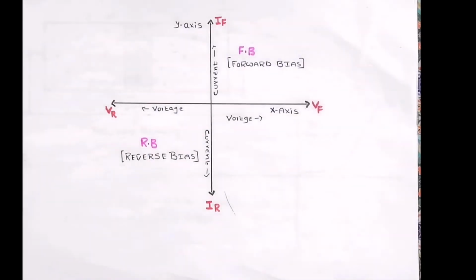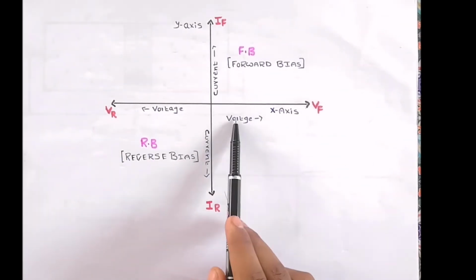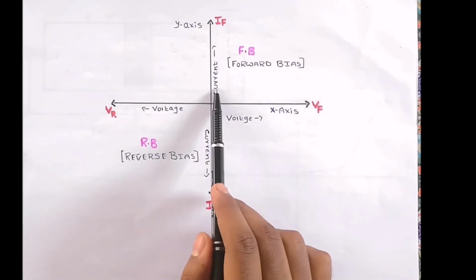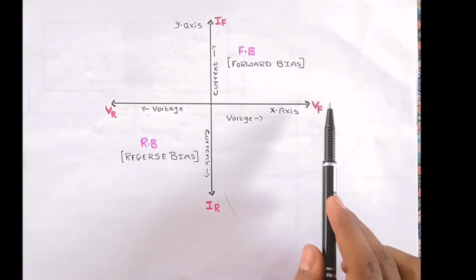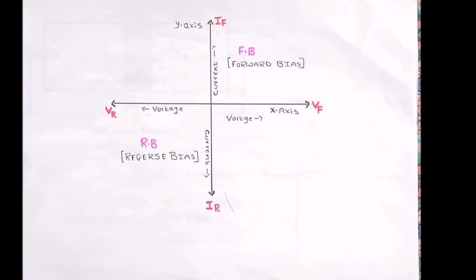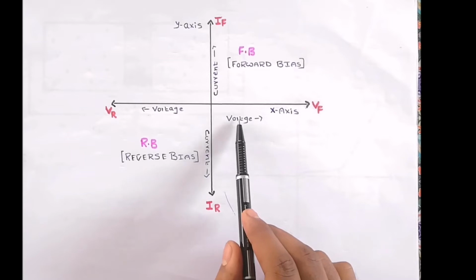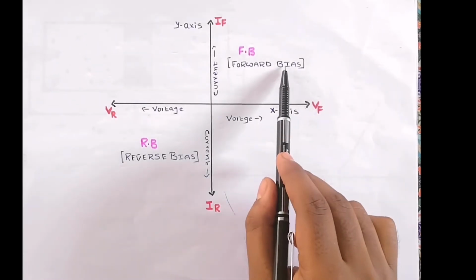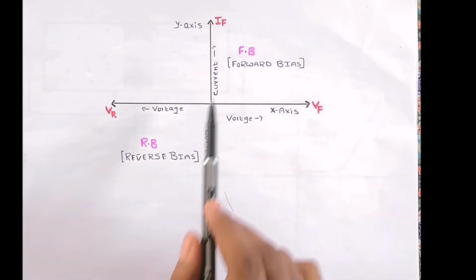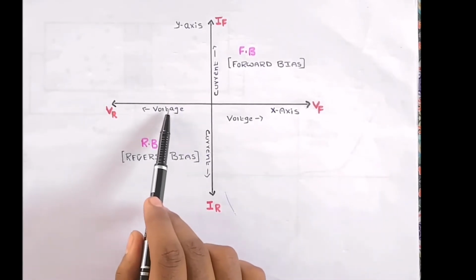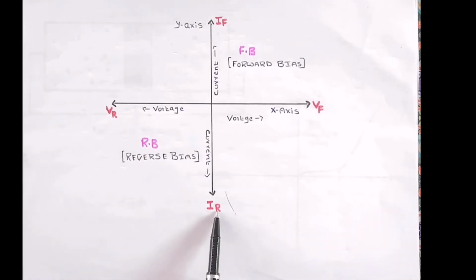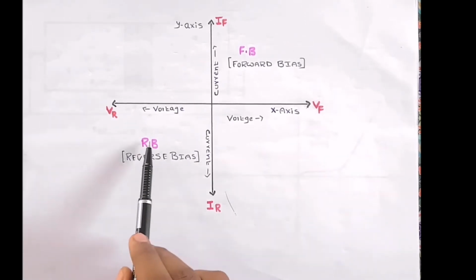As you can see here, the x-axis represents the voltage applied across the diode and the y-axis represents the current through a diode. Here Vf represents the voltage applied across the diode in case of forward bias, and If represents the current through a diode in case of forward bias. Similarly, VR represents the voltage applied across the diode in case of reverse bias, and IR represents the current through a diode in case of reverse bias.